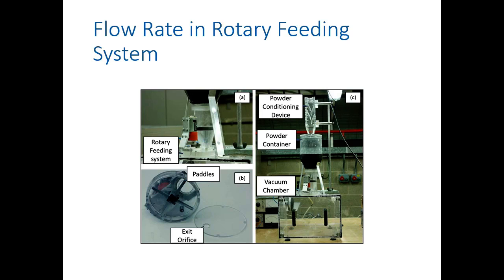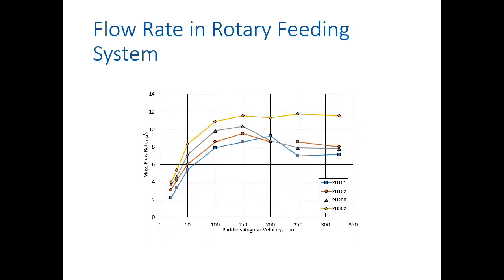The powder is discharged first through the feeder, which you can see in this image. In the feeder, we have four paddles with different cross-section shapes, different exit diameters at the bottom of the feeder, and finally the powder is discharged into a vacuum chamber. This setup allows us to study first the effect of different paddle shapes, the effect of the rotational velocity of the paddles, the effect of exit diameter, and also the effect of differential pressure on the powder flow rate. And we carried out some experiments using this setup.